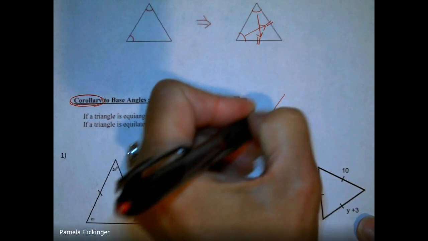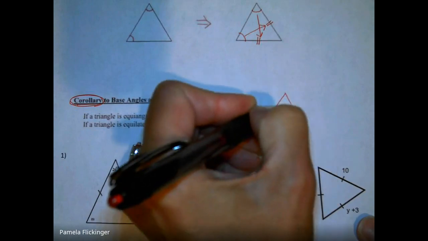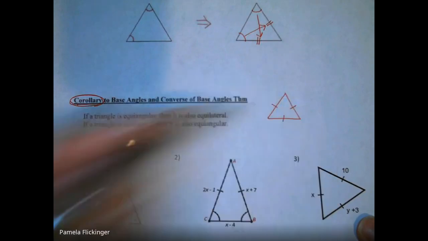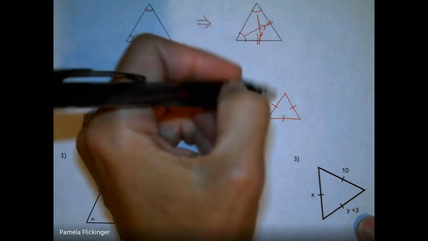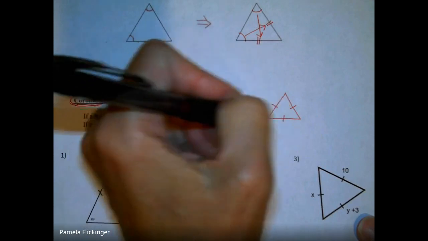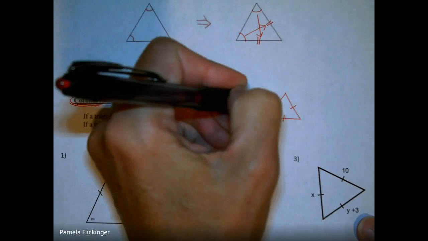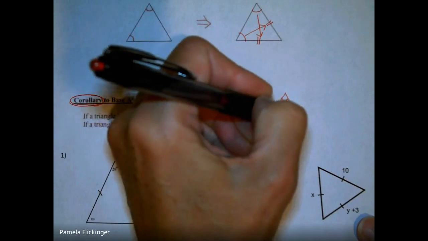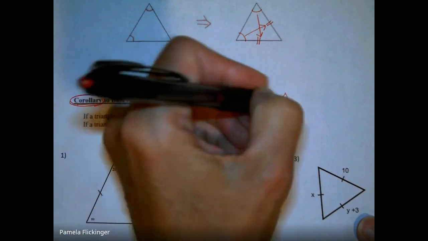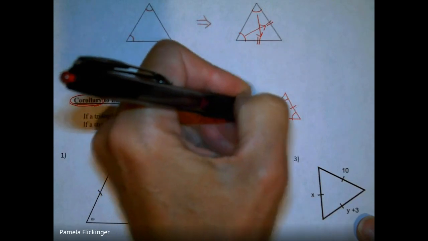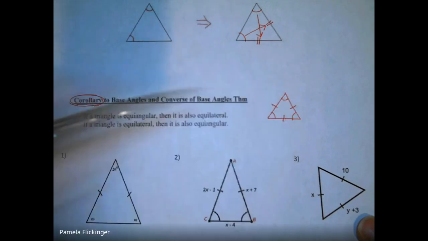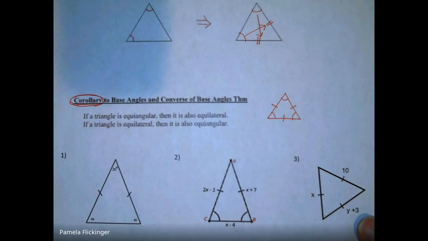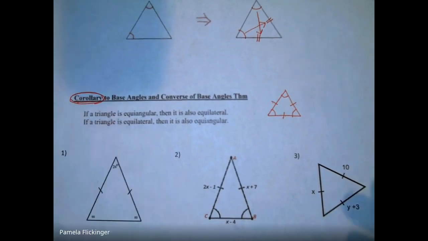So if I just start with an equilateral triangle and I know all three sides are congruent and I apply the base angles theorem, knowing these two are congruent means these two angles will be the same. If these two are congruent, then I know those two are the same. And you end up marking it with three equal angles. And if we reversed it and started with the angles, we would mark it with three congruent sides. So just always keep that in mind.